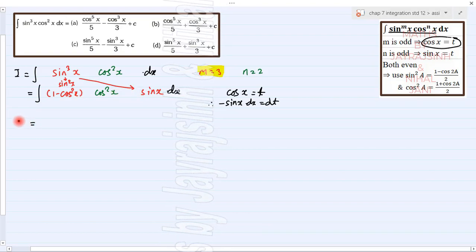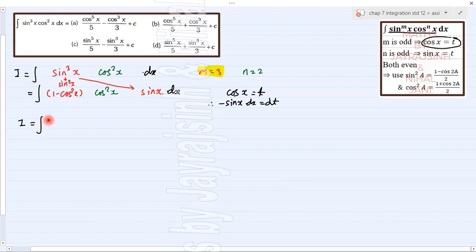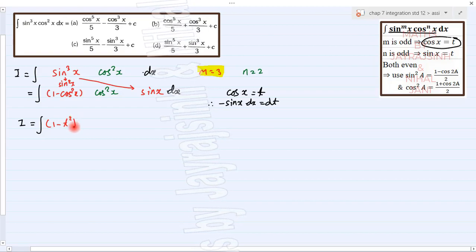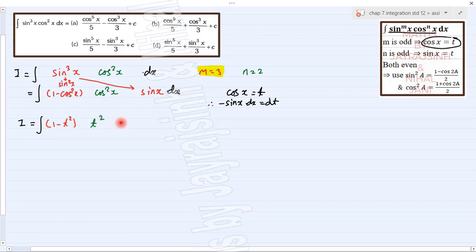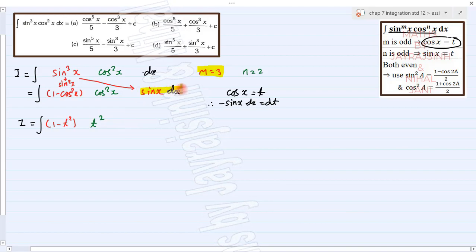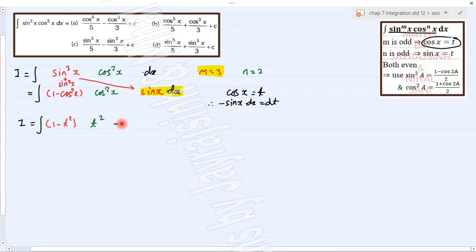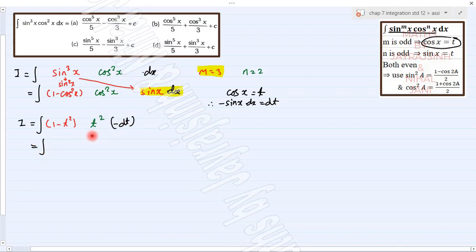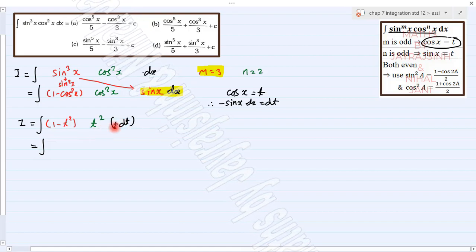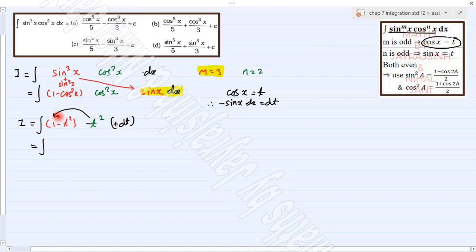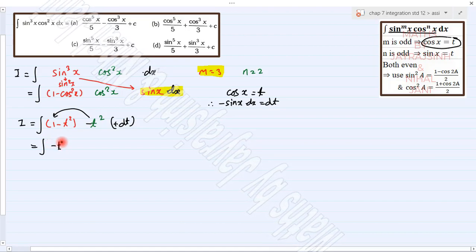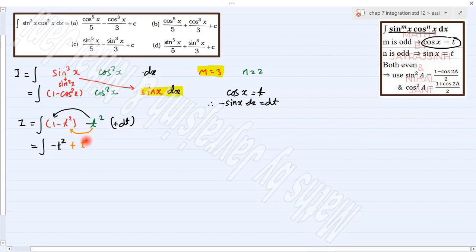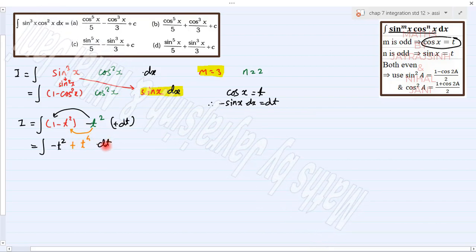Now we are ready to modify our integration. Here we'll get integration of 1 minus cos square x, which will become t square, and this cos square x is also t square, and this sin x dx will become minus dt. Now let's open the bracket and modify before we go for integration. This minus t square multiplied with 1 will give us minus t square, and minus t square into minus t square will give us plus t raised to 4 dt.